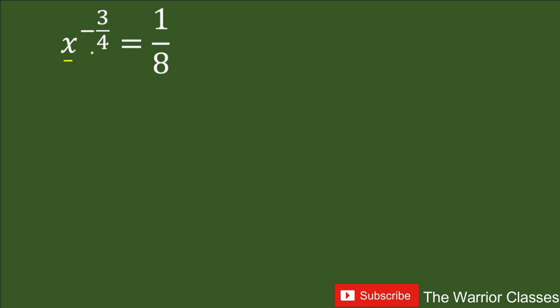Here it is: x to the power of negative 3/4 equals 1/8. Now let's solve this exponential problem. Here on the left hand side we have x to the power of negative 3/4. And what is the next step we can do?